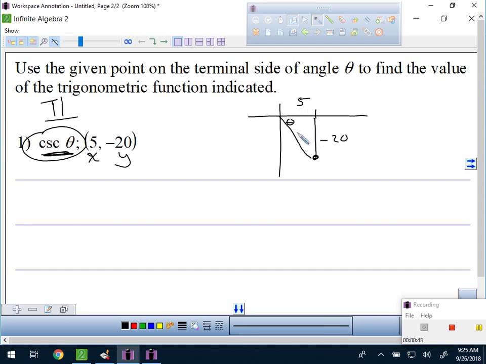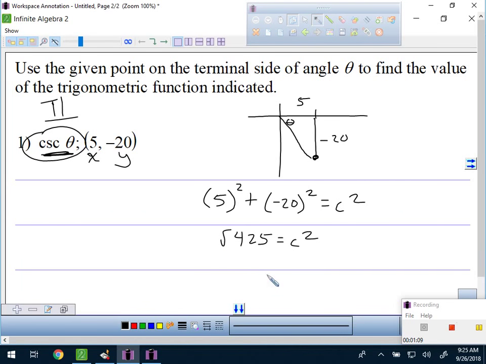So to do this, I would just do Pythagorean theorem to find the hypotenuse. So I would do, and be careful with your signs, 5 squared plus negative 20 squared equals c squared. The biggest thing, guys, is make sure that you put that negative 20 in parentheses before you square it. And so hopefully if you do that correctly, you should get 425 is equal to c squared. And then to solve this for c, just take the square root of 425.